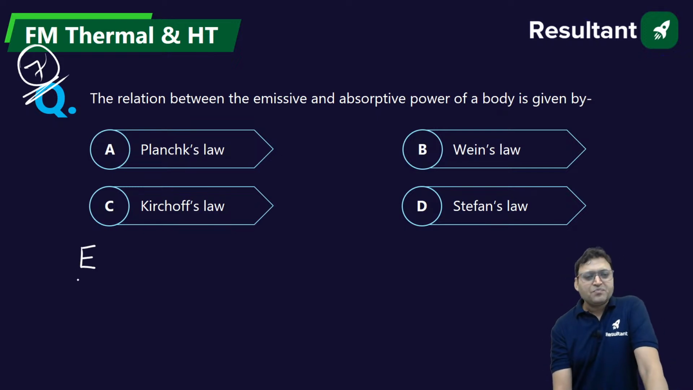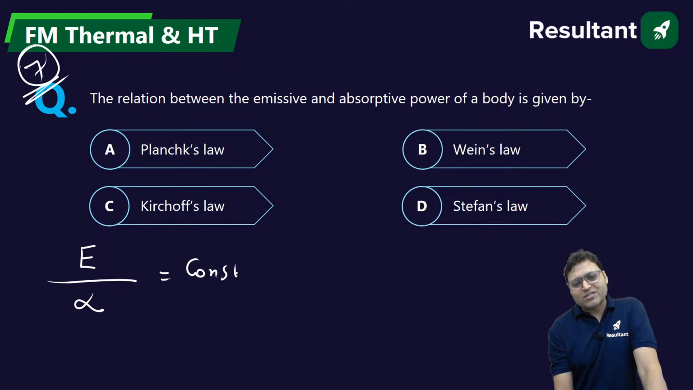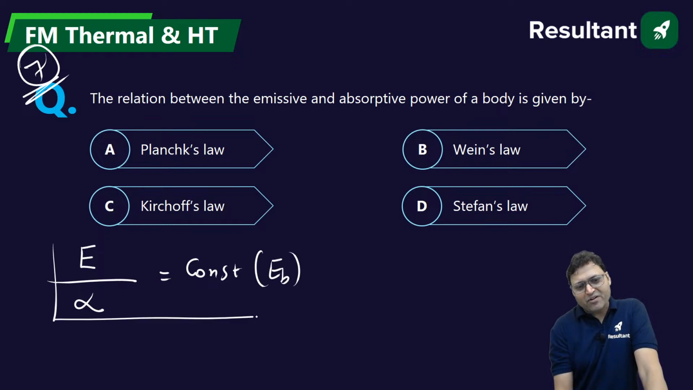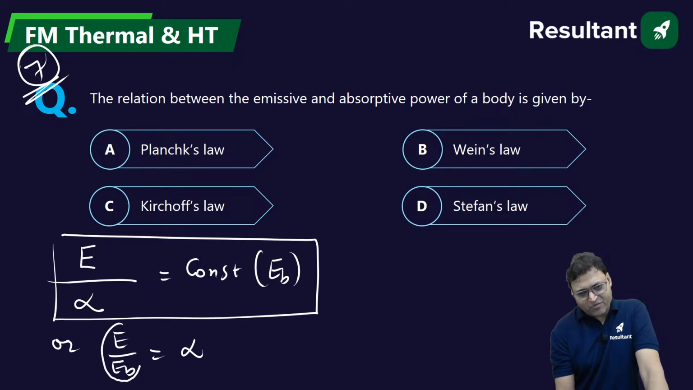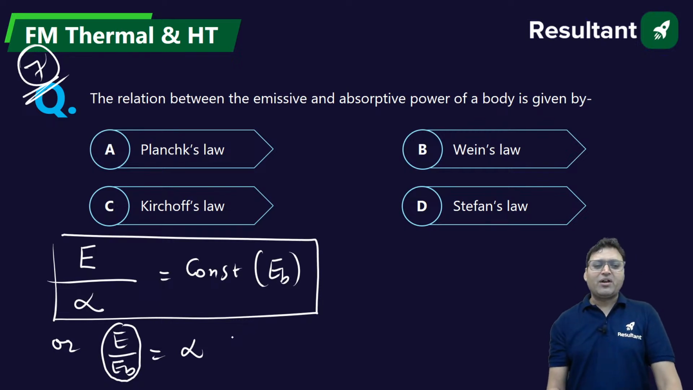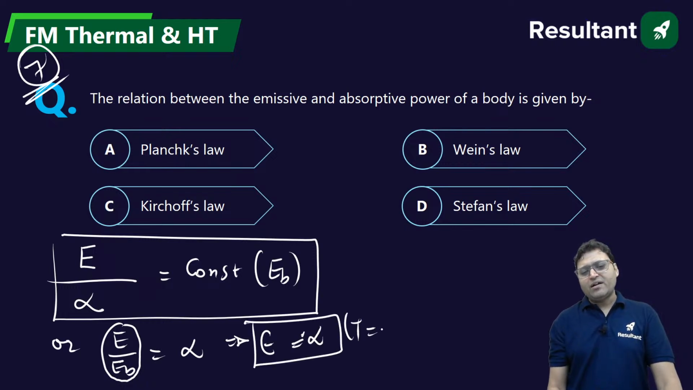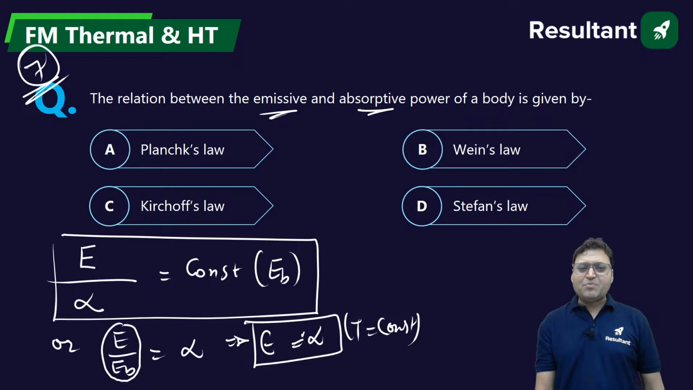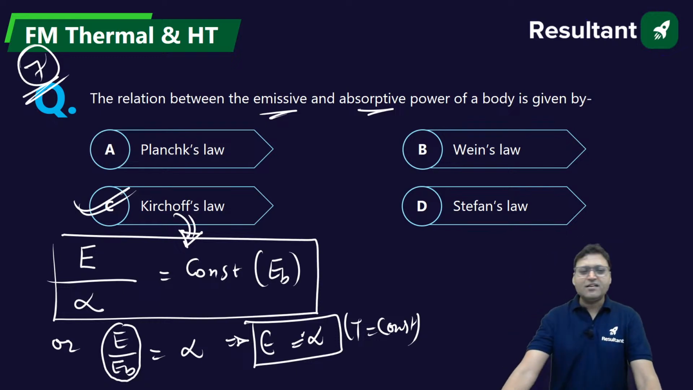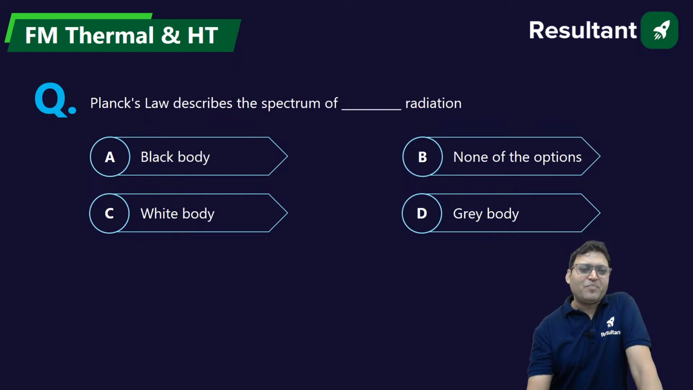Emissive power of a body divided by absorptivity of that particular body is always constant. That is equal to emissive power of the black body. Or we can say E upon E_b is equal to alpha, and emissive power of the body upon emissive power of the black body is nothing but emissivity, equal to alpha for a particular temperature. Emissivity is equal to absorptivity. So the emissive power and absorptive power are related by Kirchhoff's law of radiation.